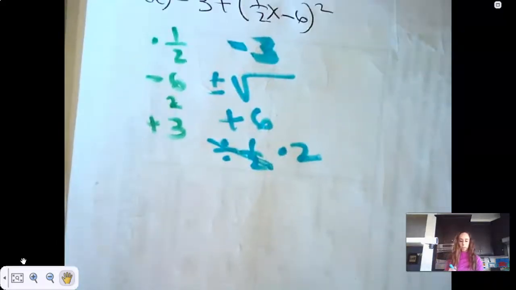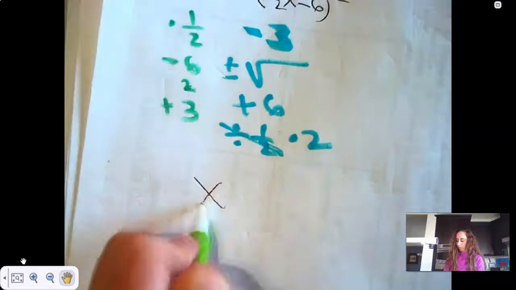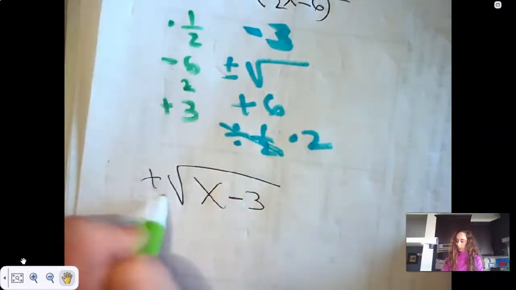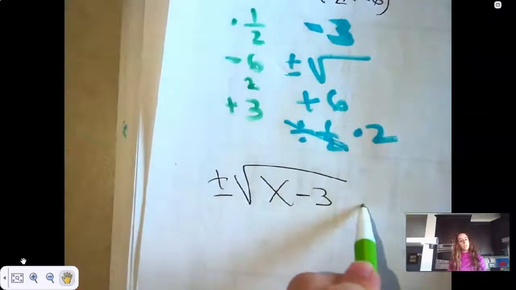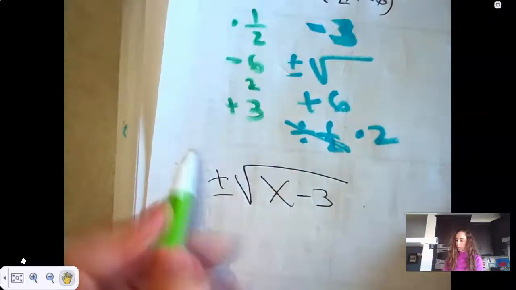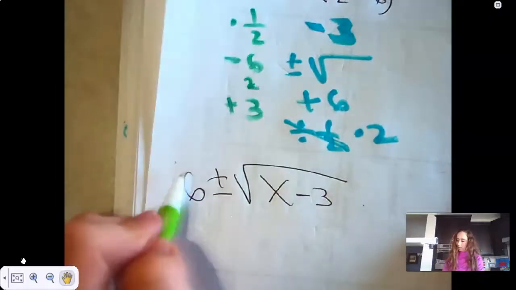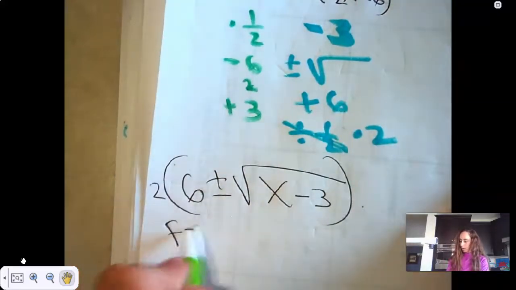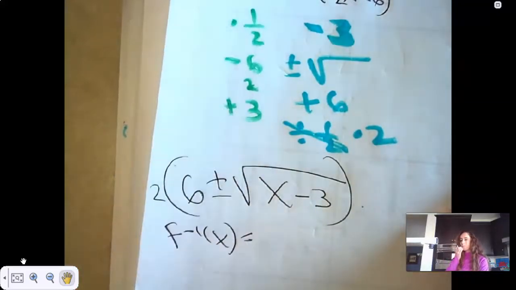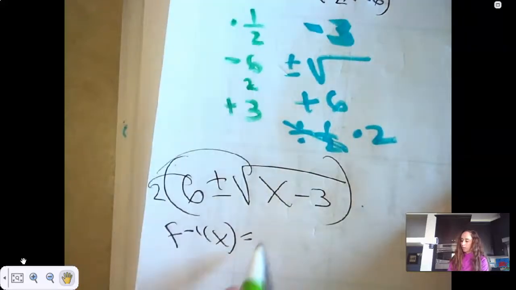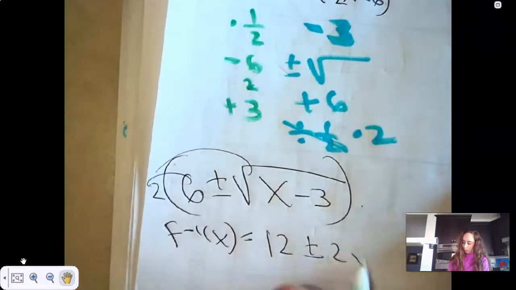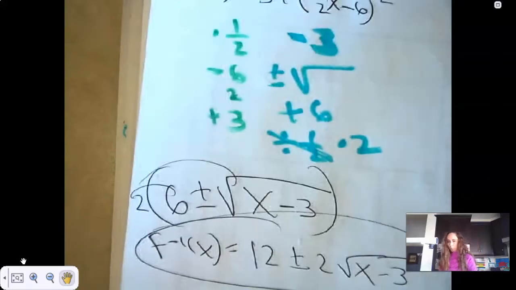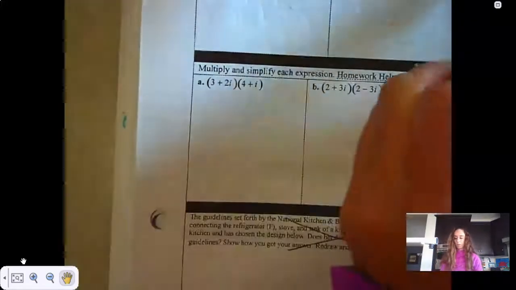So if I was to do this, I would take my x, subtract 3, square root it, plus or minus. Don't put plus 6 over here, it looks like it's in the square root, so put it here, and then multiply the whole thing by 2. It's kind of a mean one, but I wanted you to see. F inverse of x equals, I would actually distribute, and I would go 12 plus or minus 2 times the square root of x minus 3. Okay? That will help you with finding the inverse in this one.